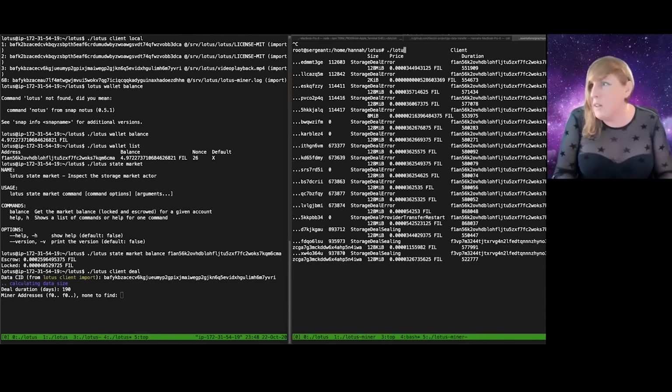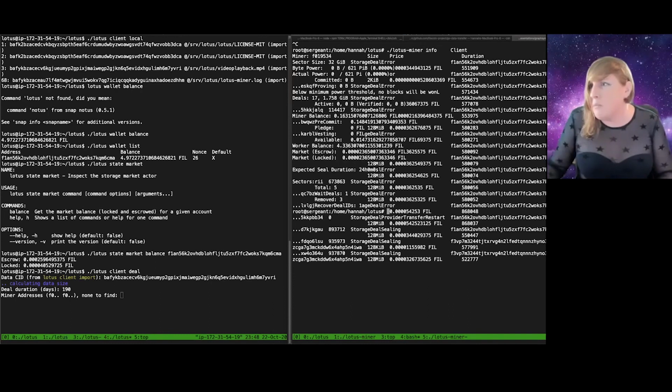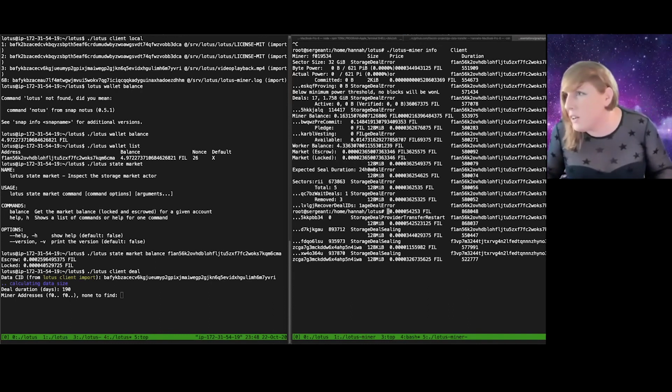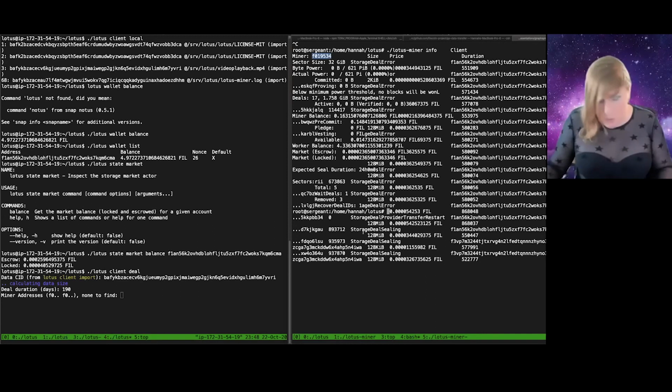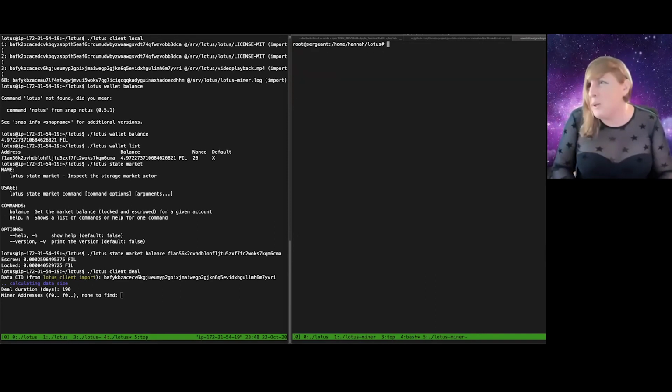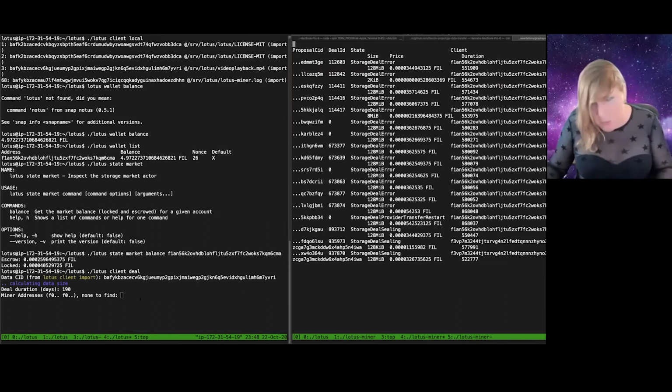I'm going to do Lotus miner info. That'll give me, oh my goodness, this is not looking very good over the screen share, but let's hope that will. So, let's pull up our deals again. So I've got my miner info, and I'm going to paste it, right?